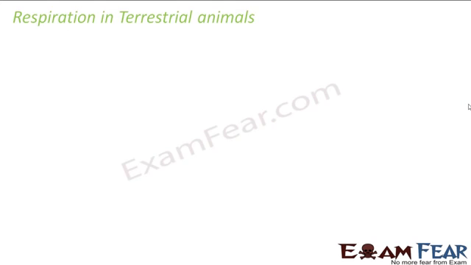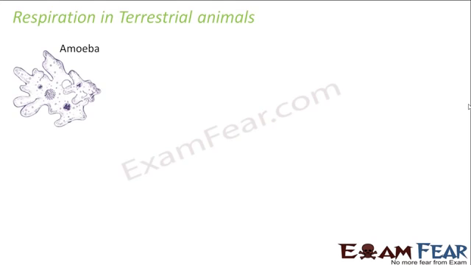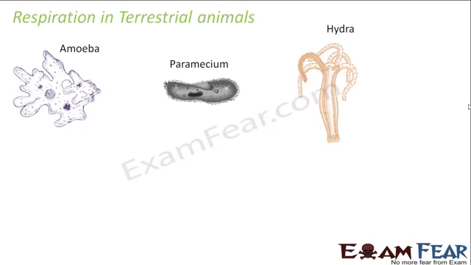So let us start with the simple organisms like amoeba, which is a unicellular organism. Amoeba, paramecium, hydra. So these are some of the lower animals. That means they are simpler animals. So these animals do not have any specific organ for respiration. So how does respiration take place? Respiration occurs through the body surface. That means the exchange of gases happens through the surface of their body. The surface of their body itself acts as the respiratory surface. Right? So they do not have any specialized organs.